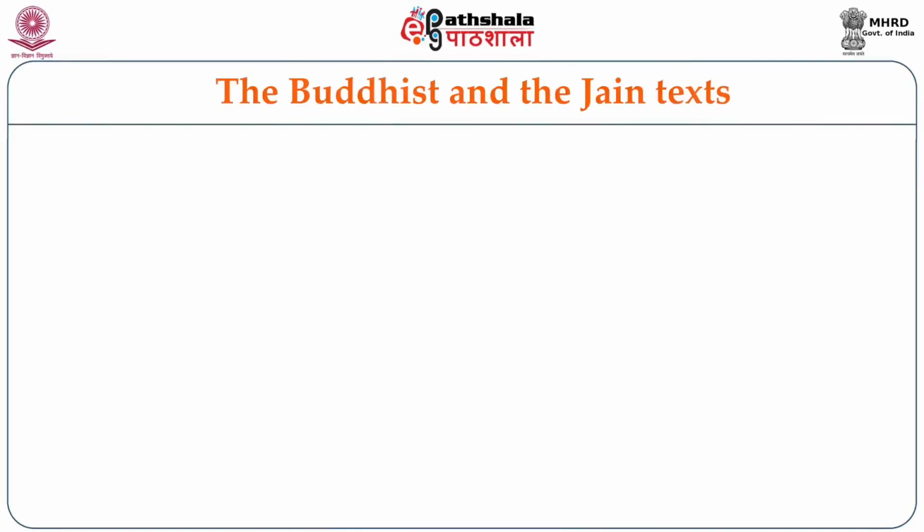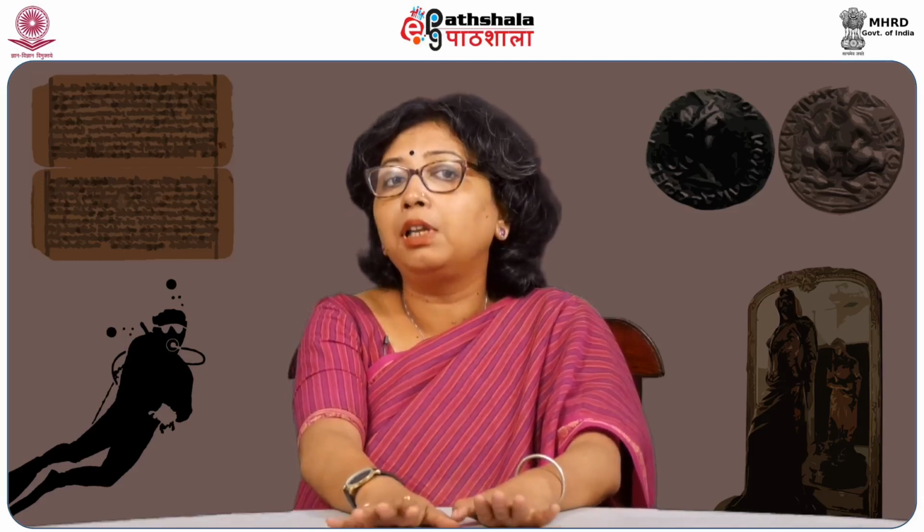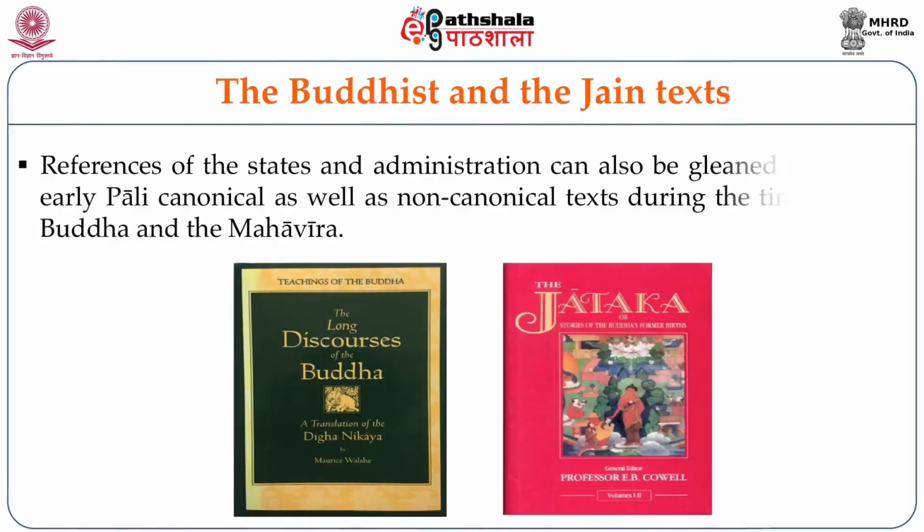Apart from this text, the next genre of texts are the Buddhist and the Jain texts. Buddhist and the Jain texts are not actually religious texts. These texts give us an idea of the states, administration, and early Pali and non-canonical literature also gives us a good amount of idea about the political system of our ancient Indian period of that point of time.